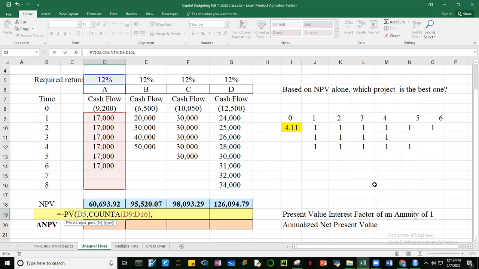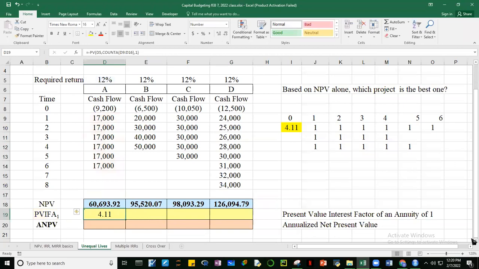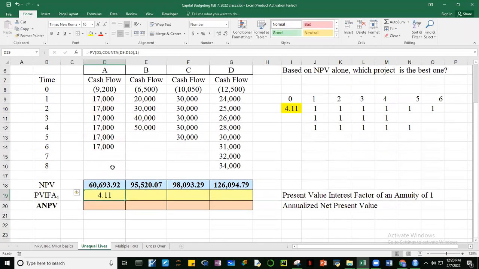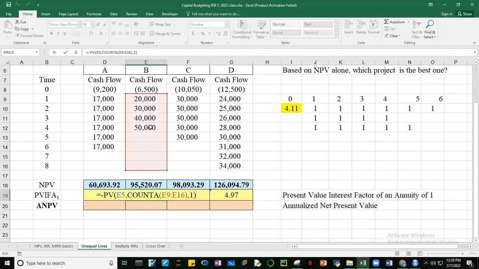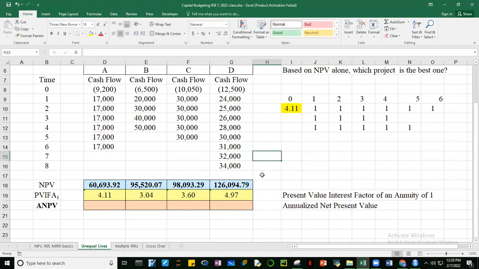Your PMT is how much? 1. Diba? Annuity of 1 yan eh. Next is future value. Wala namang future value. Type ignore because this is an ordinary annuity. There. 4.11. Okay, so since ang ginawa natin COUNTA, pwede natin makakopy dito yan. There. So tingnan nyo ha. Okay, so ang bibilangin lang niya dyan yung non-blanks. 1, 2, 3, 4. 4 to. Okay. So questions about the present value interest factor of an annuity of 1.